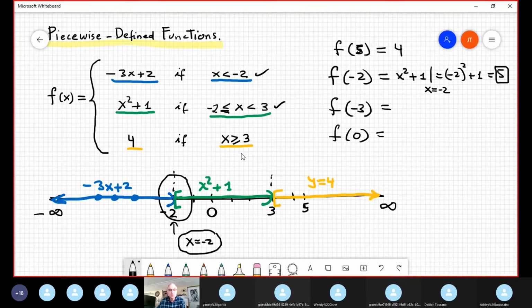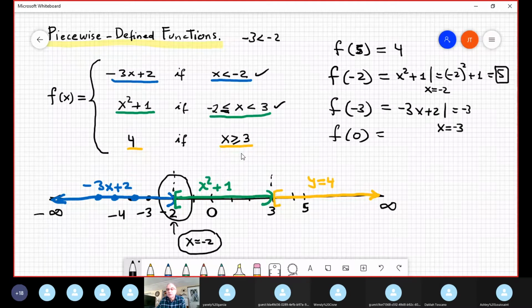Okay, negative 3. Well, negative 3 is obviously here, right? Negative 3, negative 4. So negative 3 belongs to the blue, and blue is this interval. Another way, without the graphic representation, is to substitute negative 3 here. Negative 3 is less than negative 2. Oh, this is a true statement. So you select this expression, minus 3x plus 2, evaluated at negative 3.